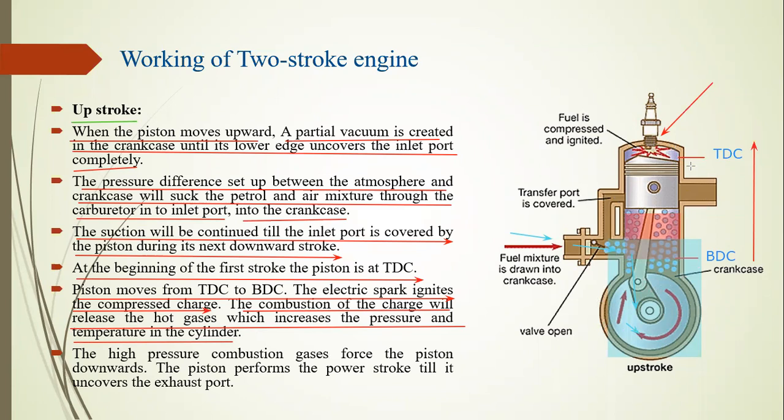After the ignition of the charge, heavy pressure moves the piston from top dead center to bottom dead center. That's called the power stroke. The high pressure of the combustion gas forces the piston to move in the downward direction. The piston, performing the power stroke, uncovers the exhaust port. At this time, what happened? The piston moves downward and this portion is uncovered, so it releases the exhaust gases. Let's go with the next drawing.